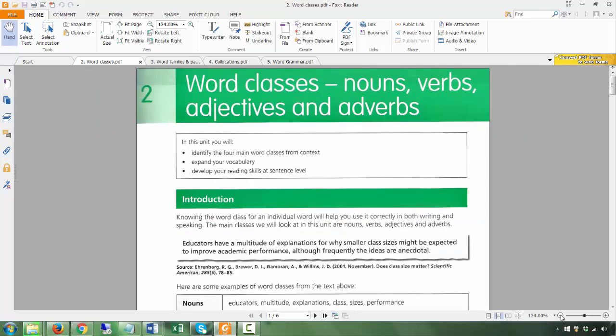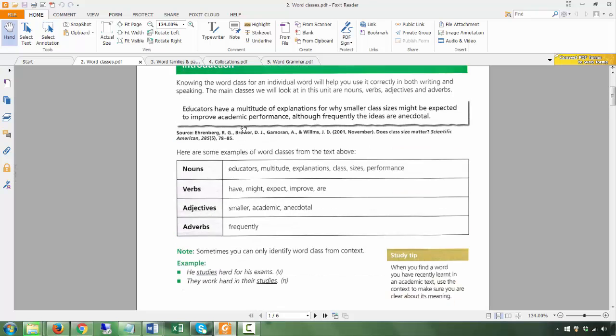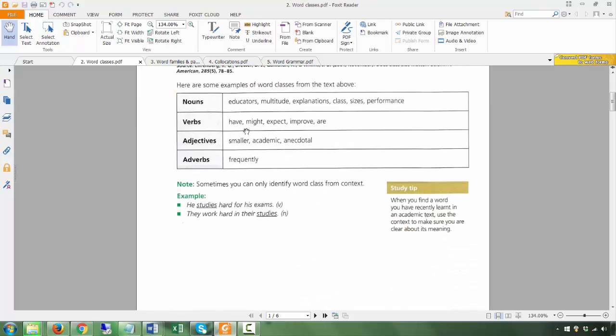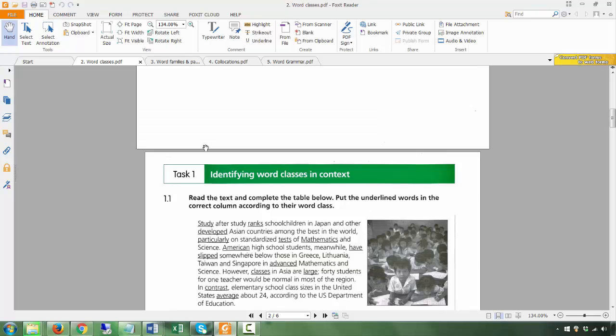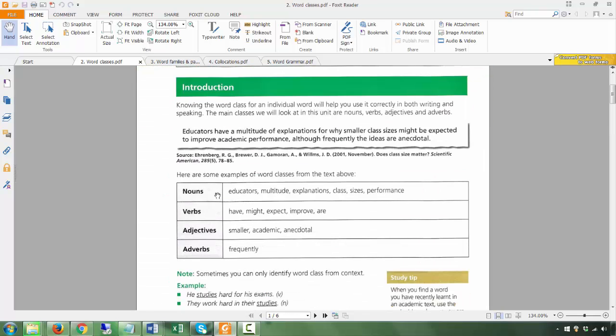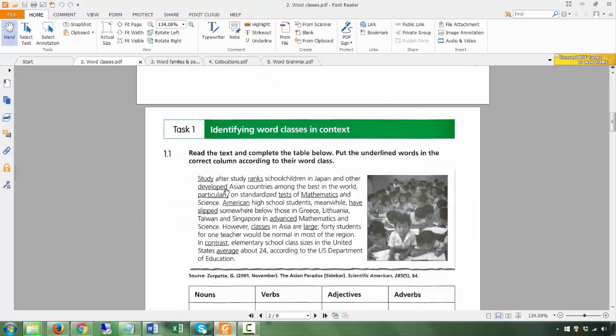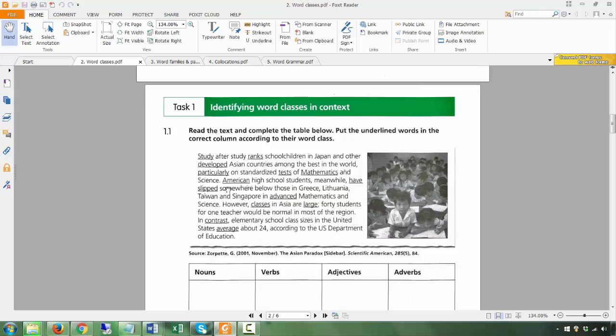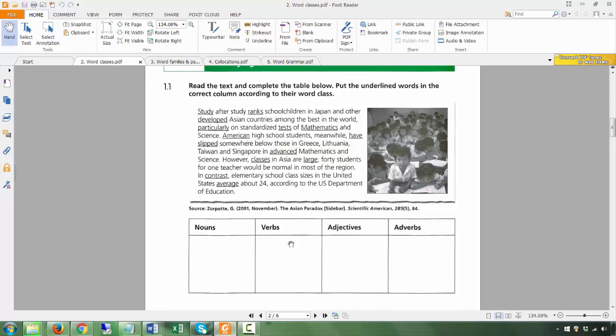Okay, so word classes. I'm not going to go through everything, but just read through this first page, right? And then the word classes, mainly we're talking about 4 word classes: nouns, verbs, adjectives, and adverbs. Okay. Then you go to, this is your first activity. What you're going to do is you're going to look at this paragraph and all the underlined words, put them into the correct column in this table. For example, study, is it a noun, verb, adjective, or adverb? So put them in the correct column. That's all you have to do. All right.